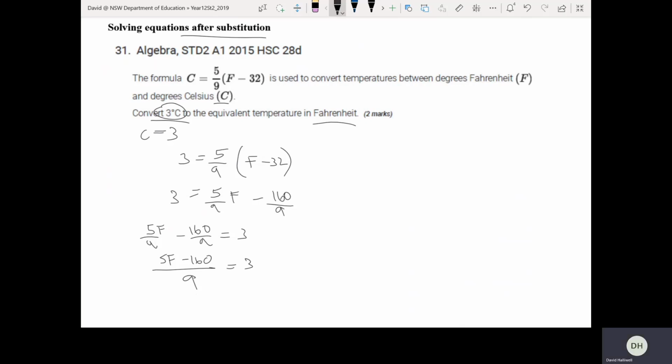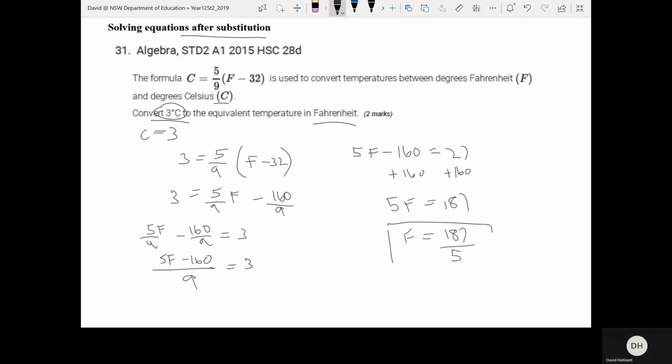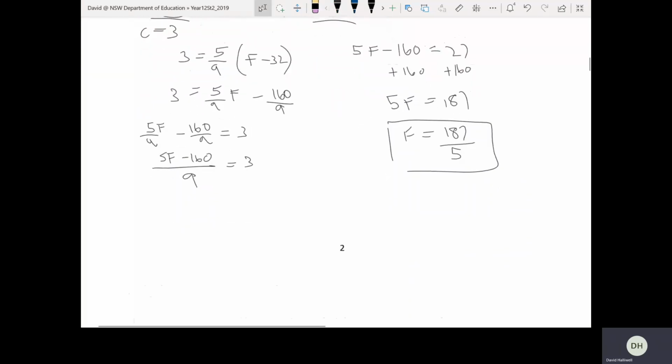So now we've got one fraction on the left multiplied by the denominator: 9 times 3 is 27. Add 160 to both sides, and then divide through by 5. If you want, you can put that in your calculator and get a decimal, but I'm going to leave it as a fraction here.